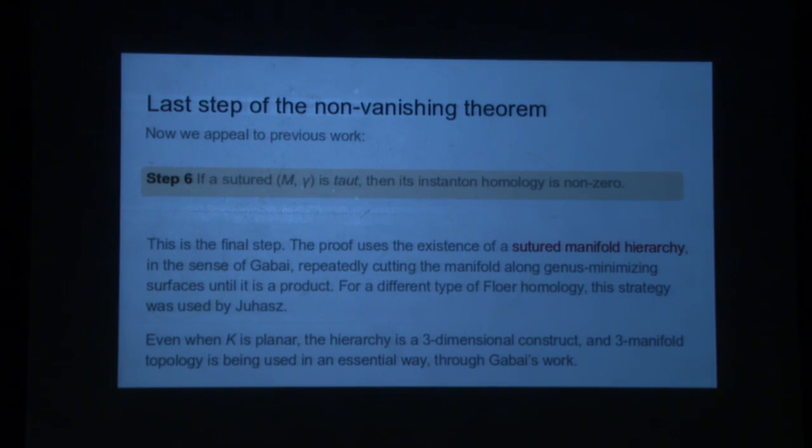And this step is topologically interesting. Even if you start with a planar graph, this three-dimensional construction of Gabai's, this sutured manifold hierarchy, takes you, I think, into a very three-dimensional world, along genus-minimizing surfaces, which, at least to us, are very non-obvious. And I think even for planar graphs, this is a very three-dimensional sort of theorem, this proof of the non-vanishing theorem.